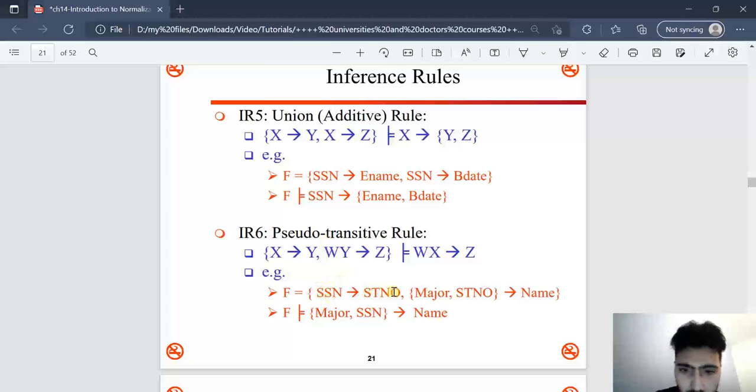So SSN determines the student number, which is X determines Y, and we have WY determines Z, which is major plus student number determines Z, which is the name. Then we can write the major, which is W, plus X, which is SSN, determines Z, which is the name.